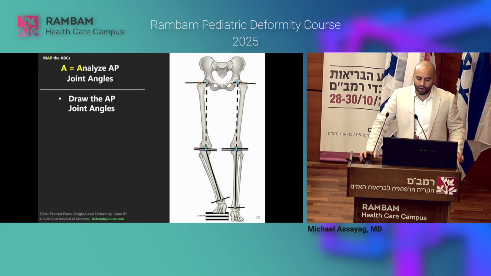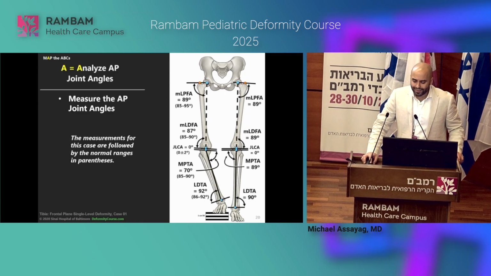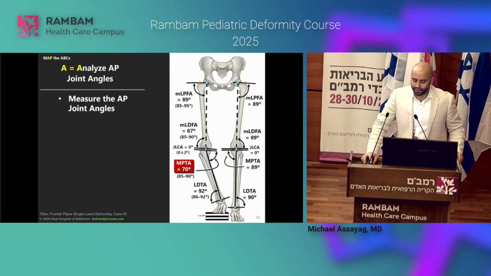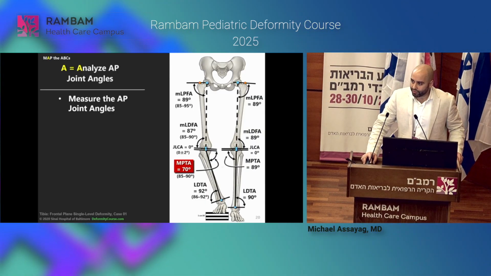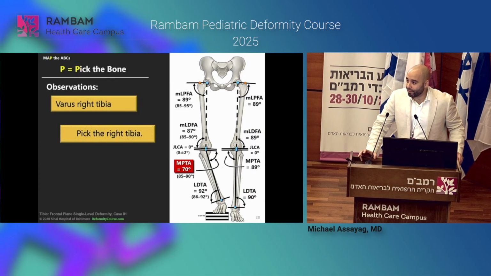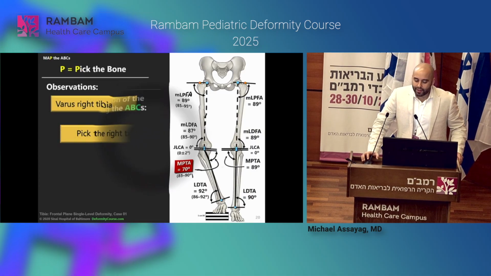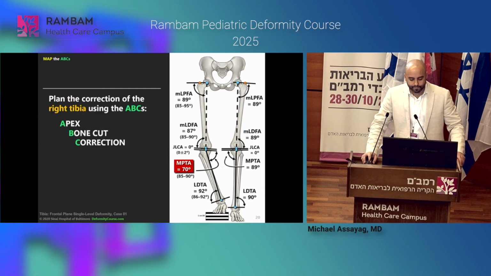And to do that, we draw the joint angles. I'll give it to you. The culprit here is the tibia with an MPTA of 70 degrees. So Galina, you're off the hook because we've never met before. So we decide to correct the tibia.